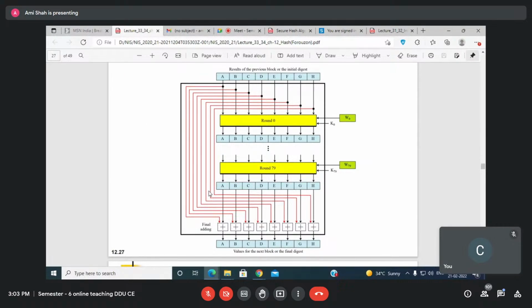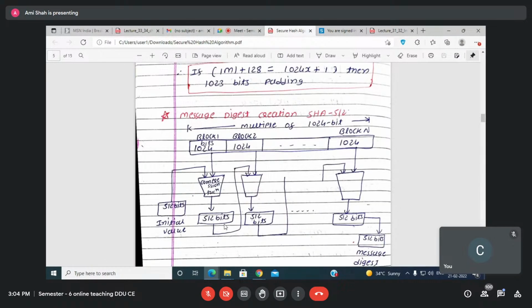The initial digest, and the digest that you are getting after the 80th round, you have to perform addition modulo 2 raised to 64. This initial digest, addition modulo what? Whatever the final digest is. So this a plus this a, in between the operation performed is addition modulo 2 raised to 64. Then you get this a. So this b plus this b, addition modulo 2 raised to 64 is performed. And finally, whatever digest you are getting, that is this 512 bits.